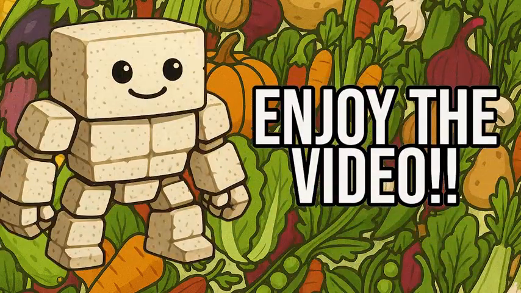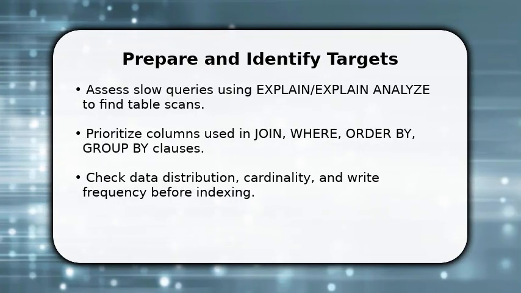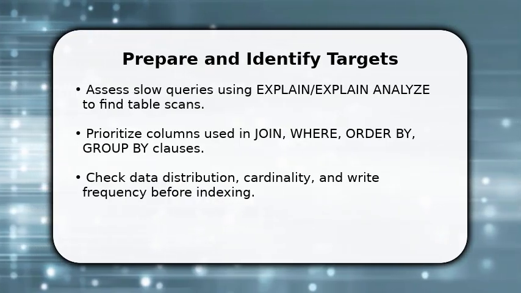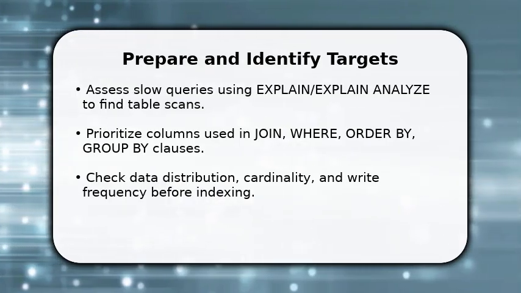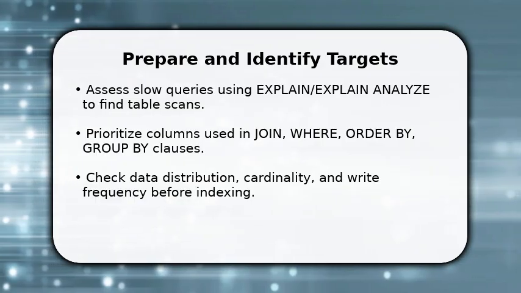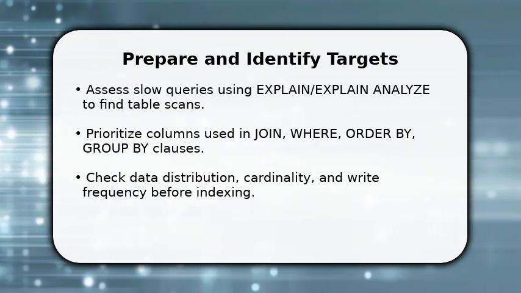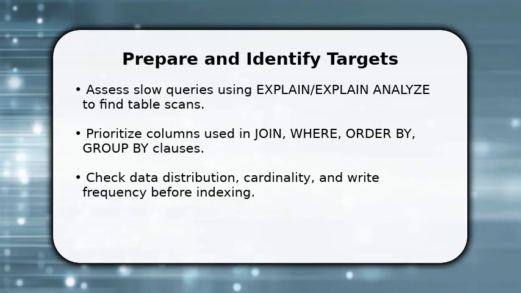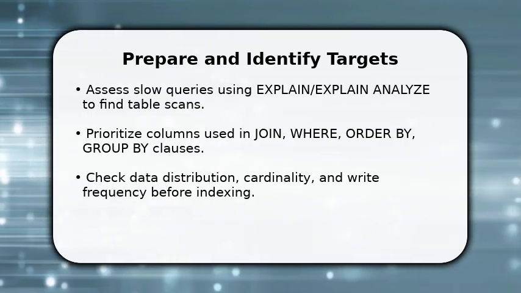Please enjoy the video. You start by pinpointing where indexes will matter. Run explain or explain analyze on slow queries and inspect full table scans. Once done, prioritize columns used in join, where, order by, and group by. Those give the most benefit.